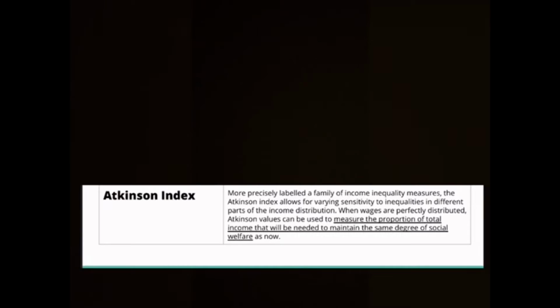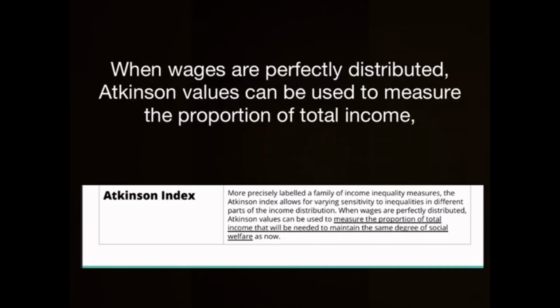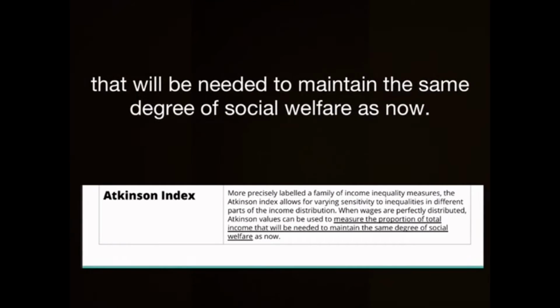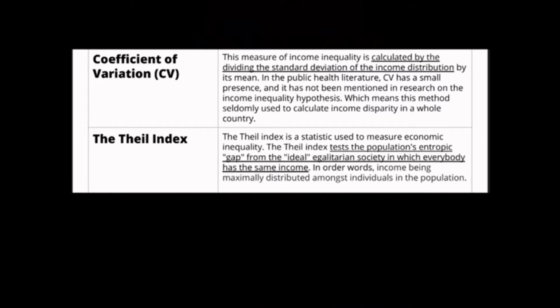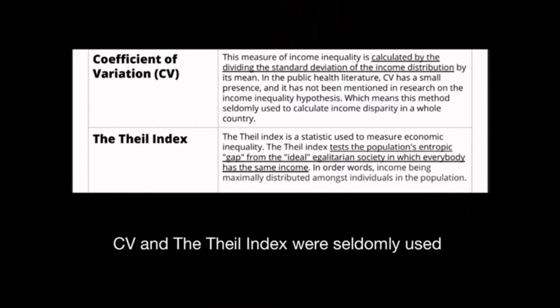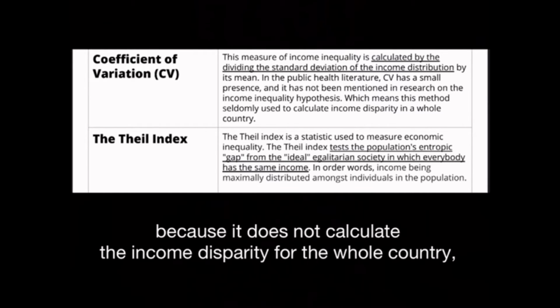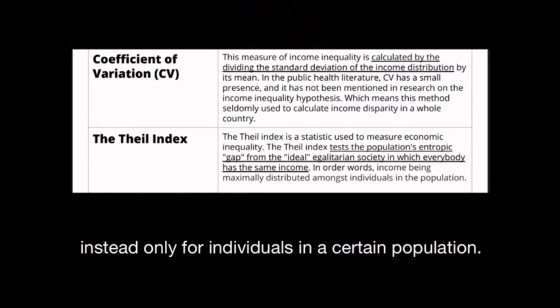The next one is the Atkinson index. When wages are perfectly distributed, Atkinson values can be used to measure the proportion of total income that will be needed to maintain the same degree of social welfare as now. Some other methods, which are CV, coefficient of variation, and the Theil index, are seldom used because they do not calculate the income disparity for the whole country, but only for individuals in a certain population.